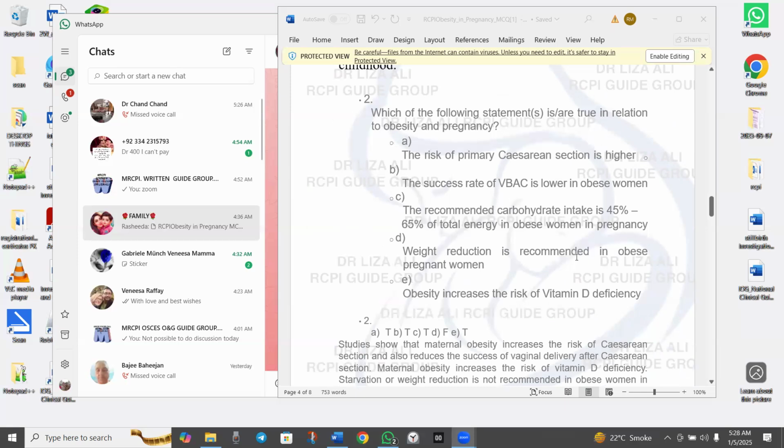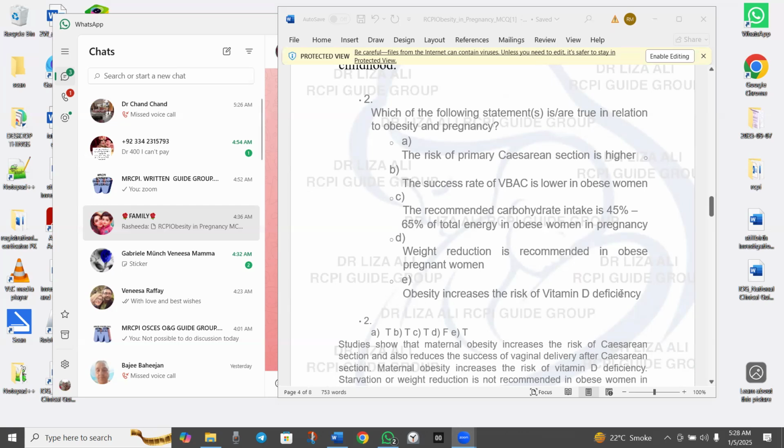Weight reduction recommended in obese pregnant women? No, we have to tell them before pregnancy to reduce weight. This is false. Sometimes I don't take the things that are in the guidelines. When I'm telling you, the things are there. If you attend to these things, it makes it easy. You understand me.